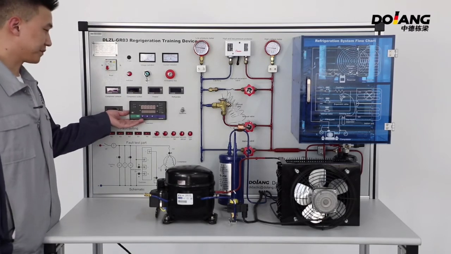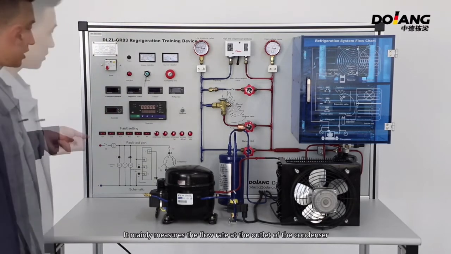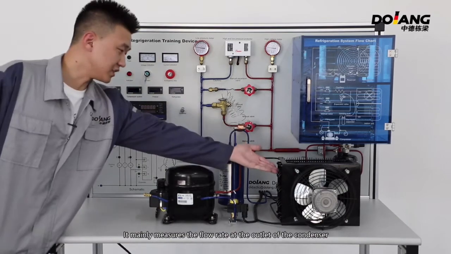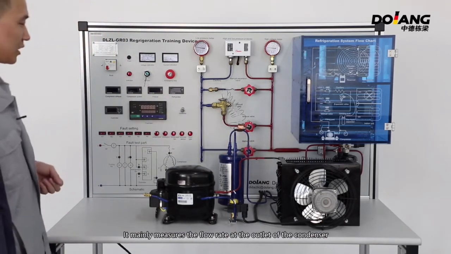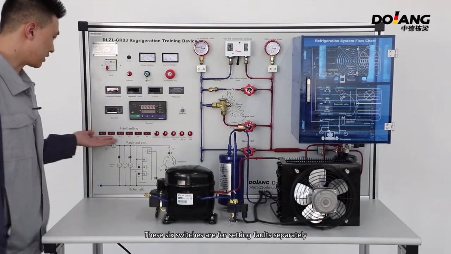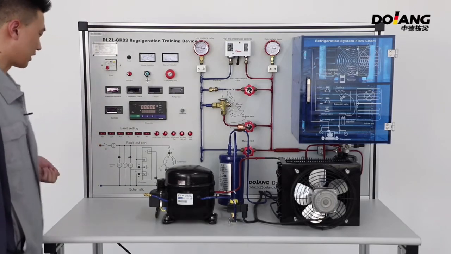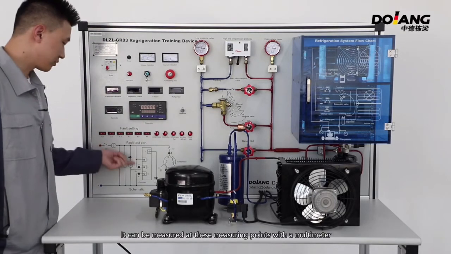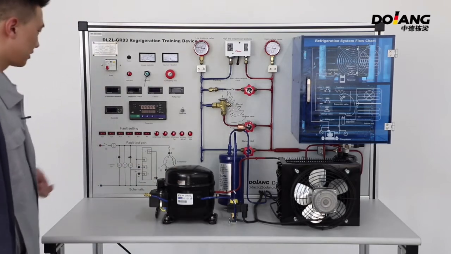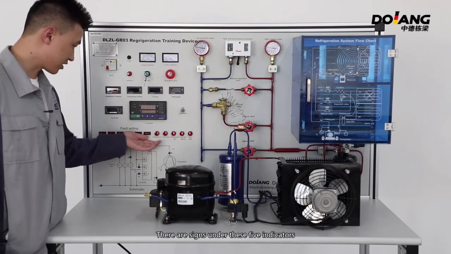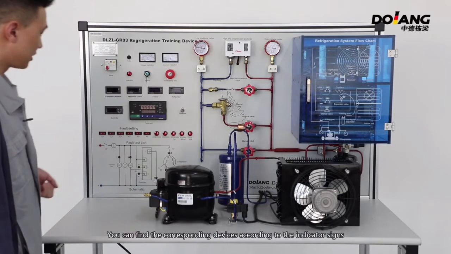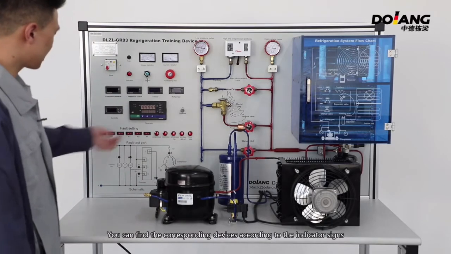This is a flow meter. It manually measures the flow rate at the outlet of the condenser. These 6 switches are for setting faults separately. It can be measured at the measuring points with the multimeter. There are signs under these 5 indicators. You can find the corresponding device according to the indicator signs.